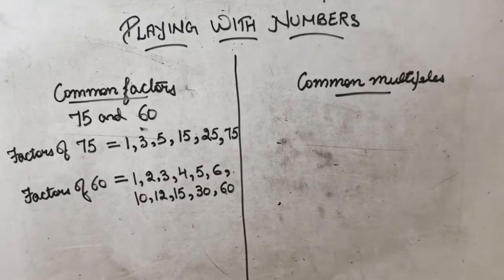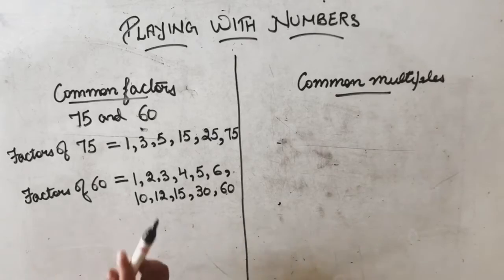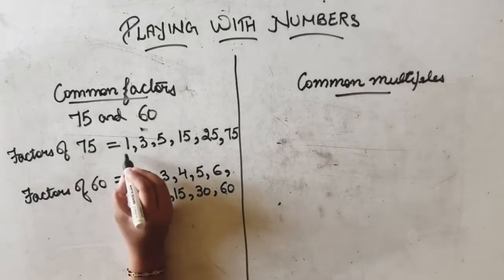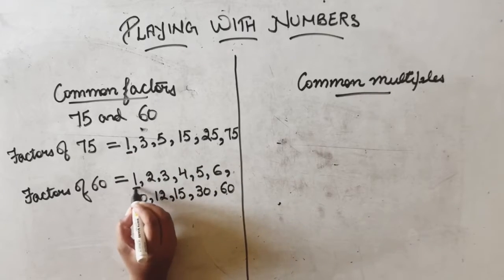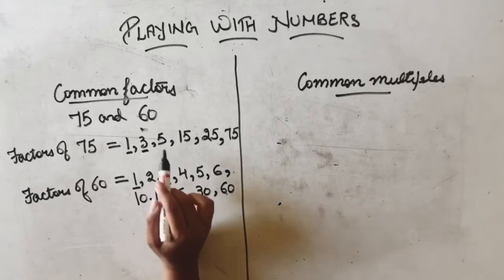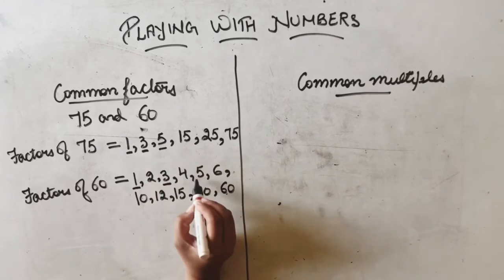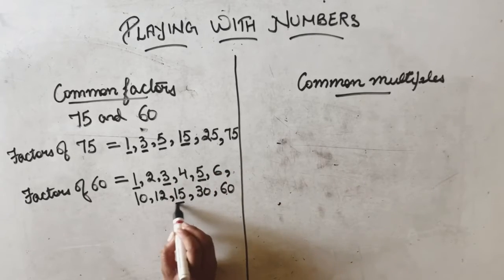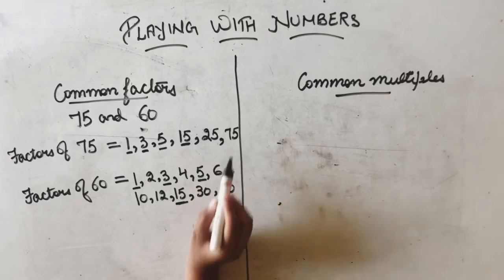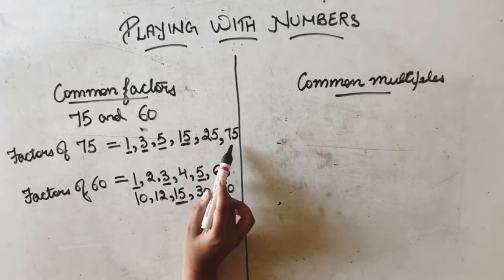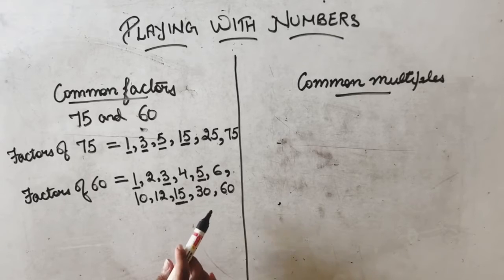So now you have to find which factors are common in both the numbers. 1 is common, ठीक है. Next is 3. 3 is coming here also. Next is 5. 5. Next 15. 15. 25. 25 is not present here. Next is 75. 75 is also not present.